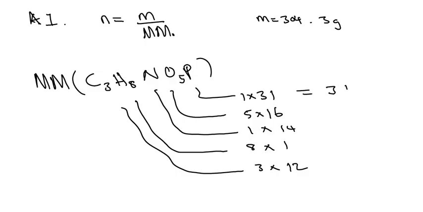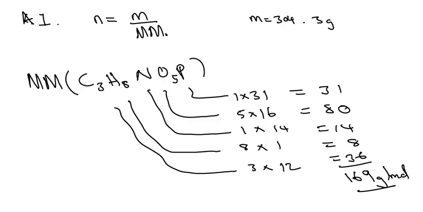Yeah, so this is a 31. This is 5 by 16. So 5 by 16 is giving me 80. Then this is just a 14. Then this is just 8. Then this is just a 36. Summing up everything is simply going to give us, so on my end I'm getting a 169. So I'm simply going to divide here.